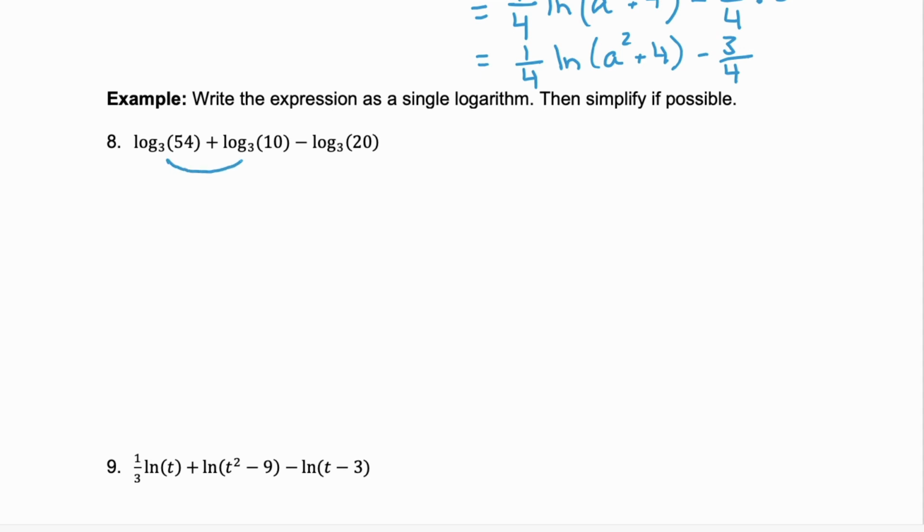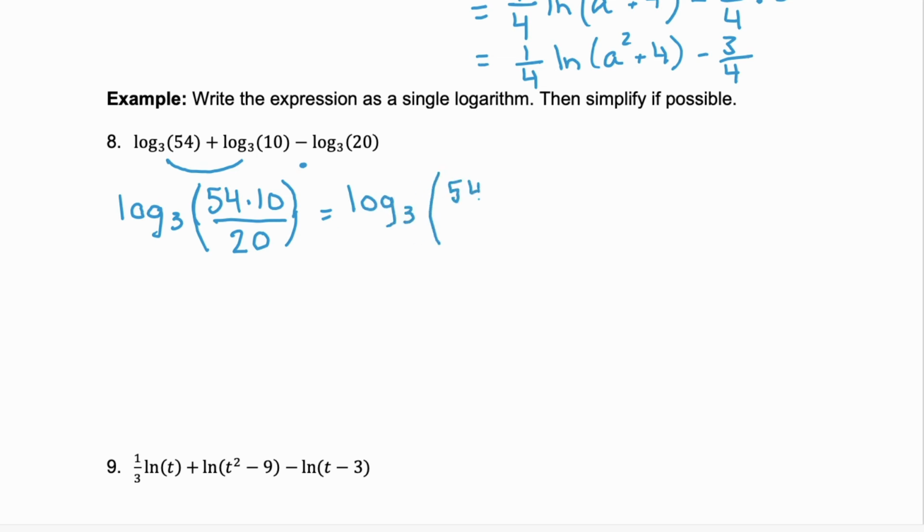These first 2 terms are being added, which means we can use the product property, which tells us log base 3 of 54 times 10. This last term is being subtracted, so we would divide by that argument, 20. Now let's simplify our argument. Log base 3, 54 times 10 is 540, and our denominator is 20.